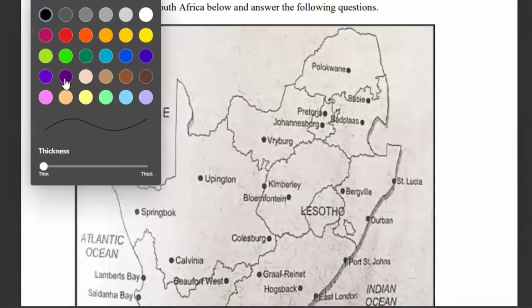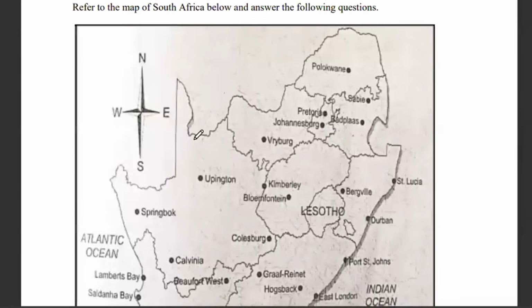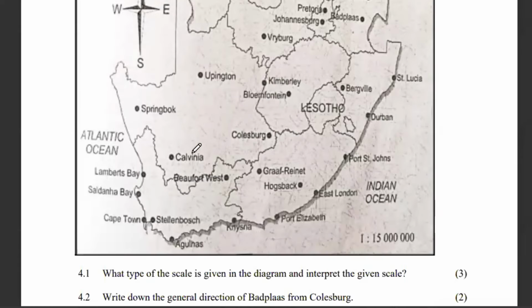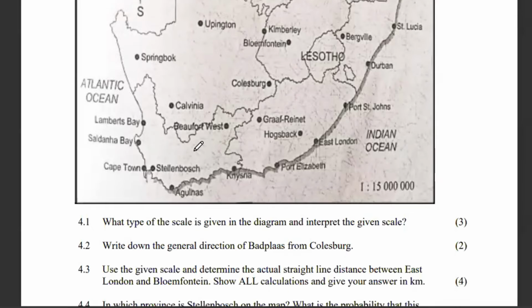Okay. Question number 4. Refer to the map of South Africa below and answer the questions as follows. What type of scale is given in the diagram? This is a scale, and you can say it's a number scale, or someone else would have said it's a ratio scale. If not, others like to call it numeric.